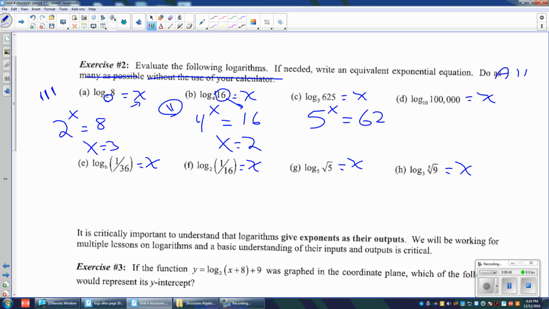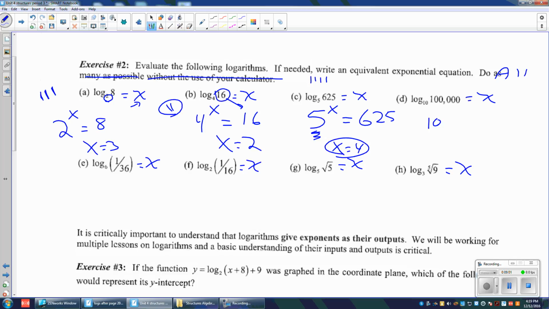The base is the base. The answer is the exponent, equals 625. We talked about this one a lot in the first 4 sections. 5 times 5 is 25, times 5 is 125, times 5 is 625. So x equals 4. Cool.